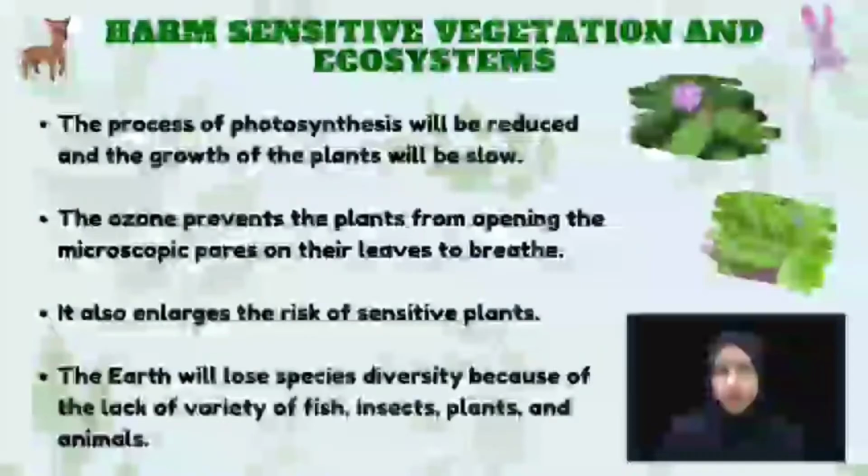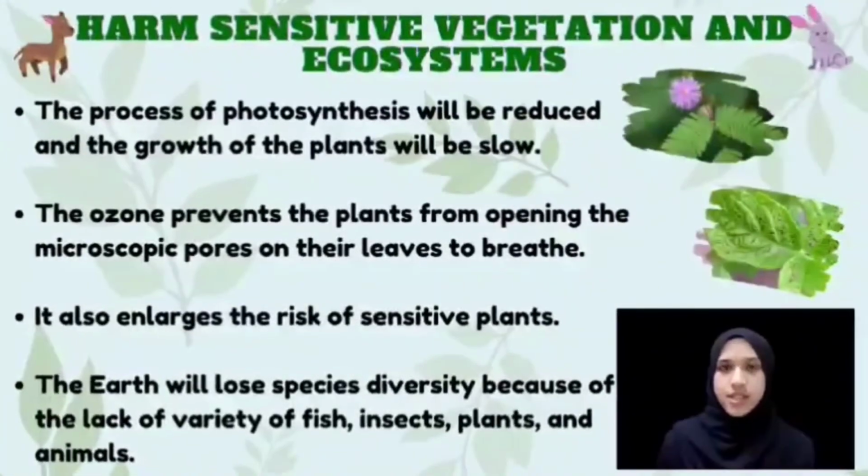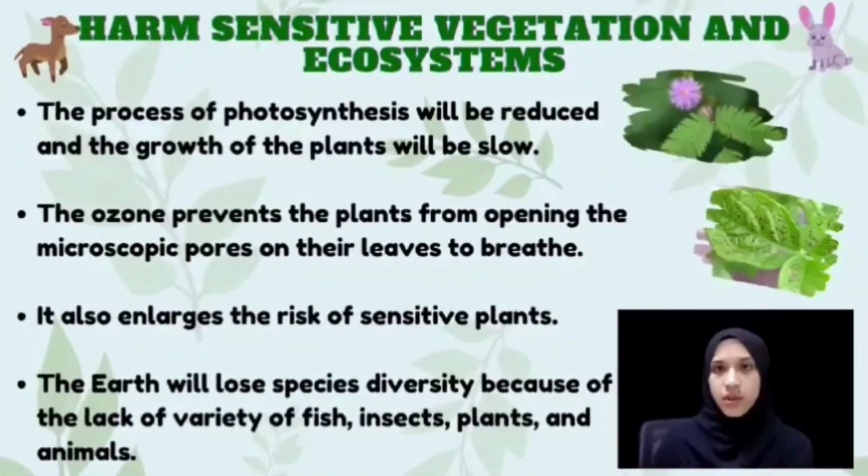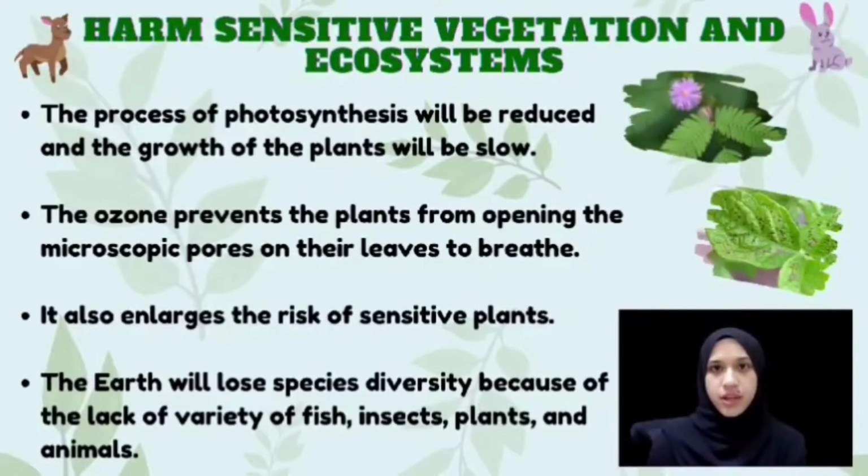Ozone can harm vegetation and ecosystems such as forests and parks. This is important for the plant because the process of photosynthesis will be reduced and the growth of the plant will be slow. This happens when the ozone prevents the plant from opening the microscopic pores on the leaf to breathe. It also makes native plants more vulnerable to disease, harm by insects, unpredictable weather, and other pollutants. Sometimes marks will appear on the leaf when exposed to ozone. Hence, the earth will lose species diversity because of the lack of variety of fish, insects, plants, and animals.